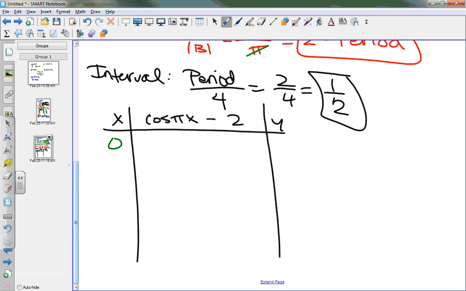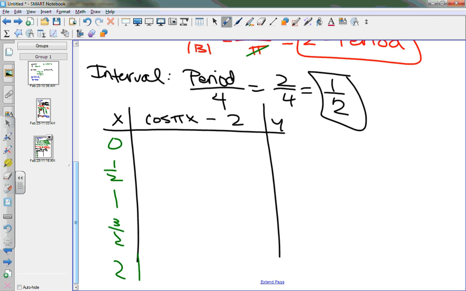I start at 0, and then what am I going to add to it? 1/2. What's 1/2 plus 1/2? 1. 1/2 plus 1 is 1.5, which is 3 over 2, and 1/2 plus 3 over 2 is going to be 2. Doesn't that look very similar to what we had before? Except for what is missing there? The pi sign is missing, but those are exactly the same things that we had before.